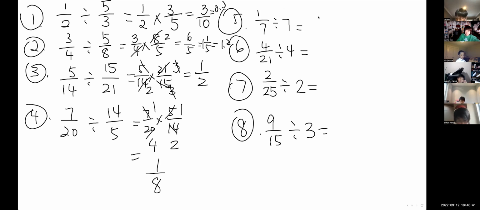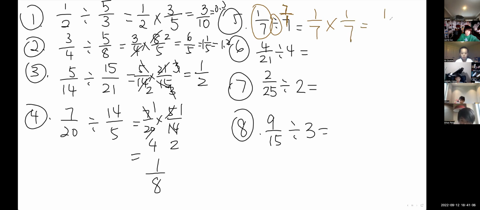Okay, so let's take a look at this one. This question is very different. Don't you agree with me? So mommy is not changing. Daddy changed it to multiplication. But how do I flip 7? Remember, I said turn it upside down. Very good. Because 7 can be rewritten as 7 over 1. So when we flip it, it's 1 over 7. So the answer is 1 over 49.